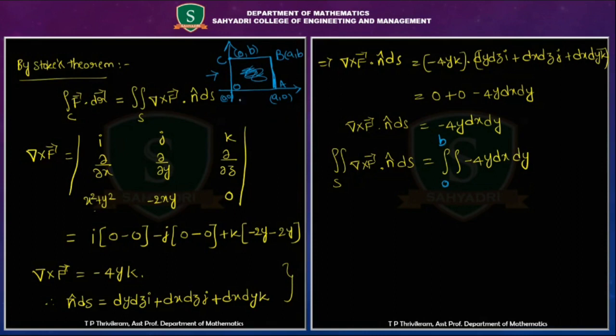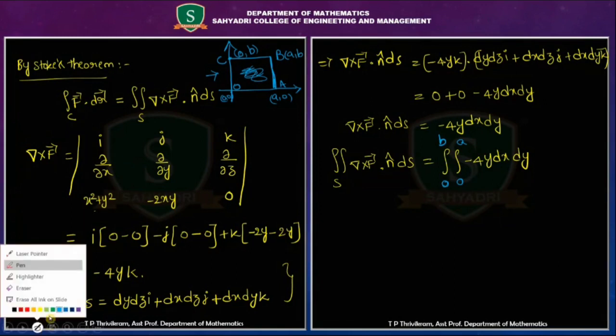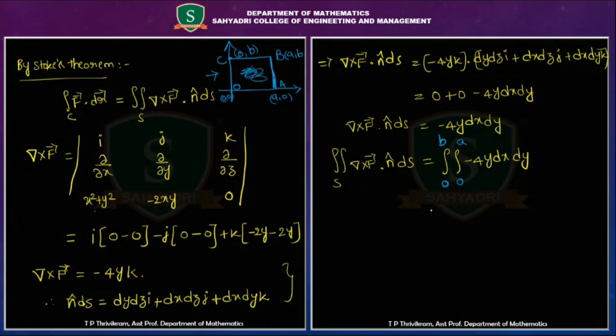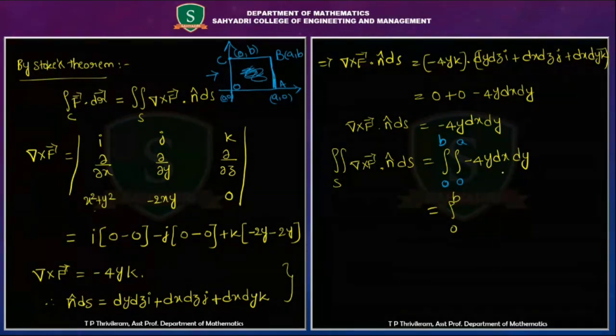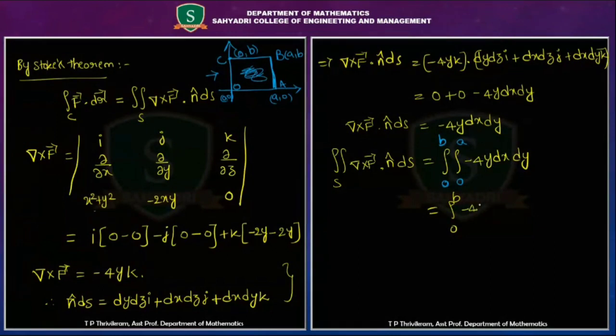On the y-axis, y goes from 0 to b, and x goes from 0 to a. Okay, so apply the limits and evaluate the integral. So this one is equal to the integral from 0 to b of minus 4y dx. So that means I'll write the minus 4 outside.